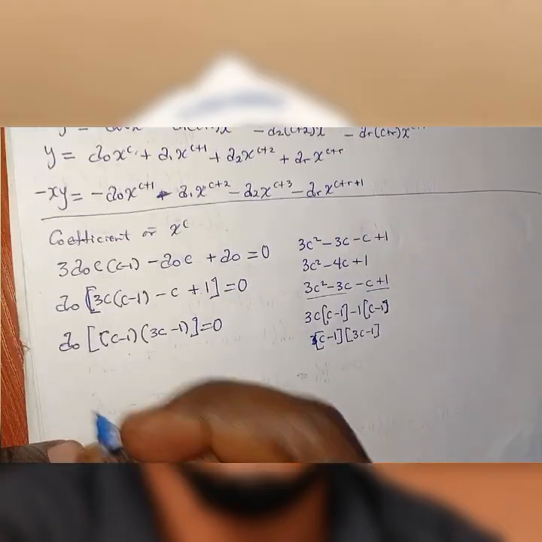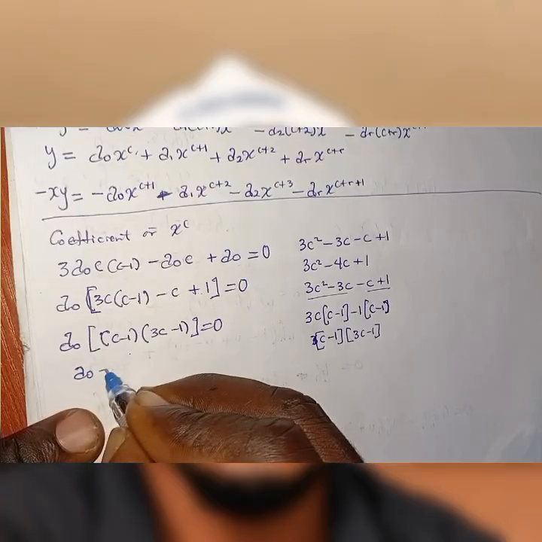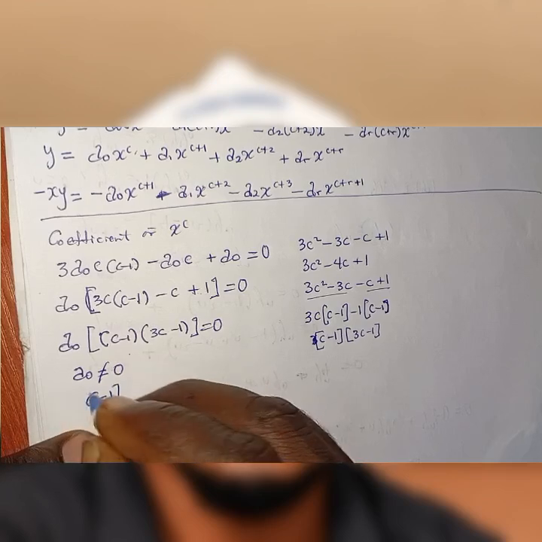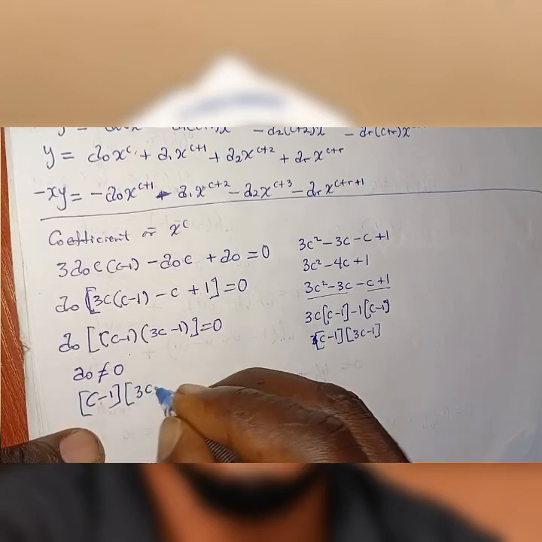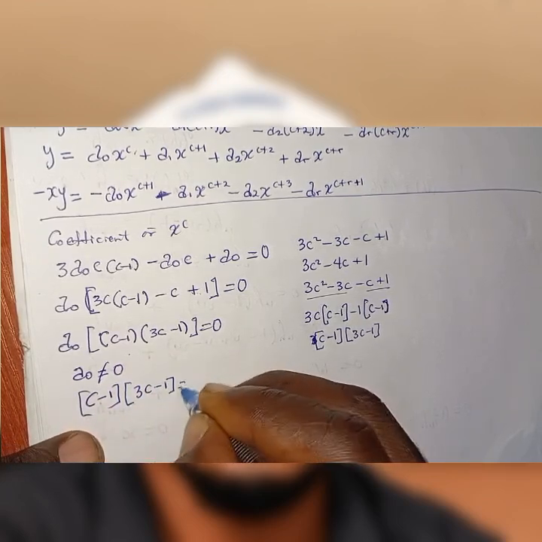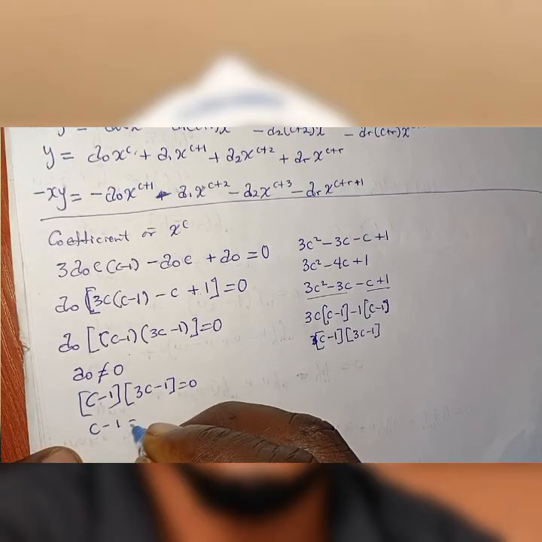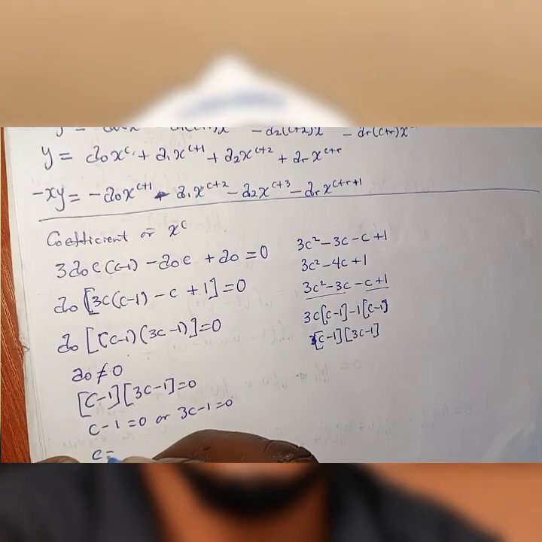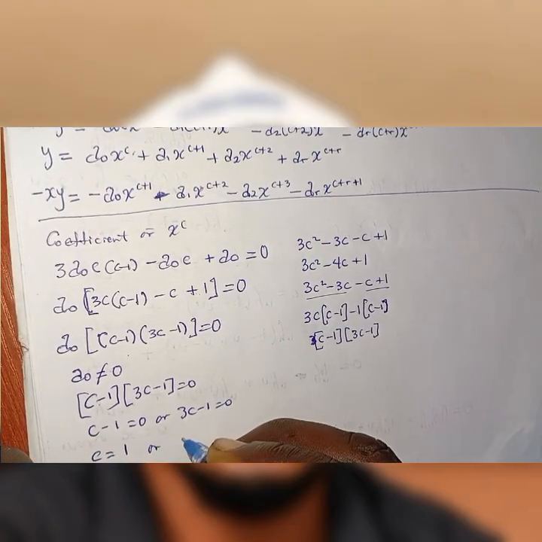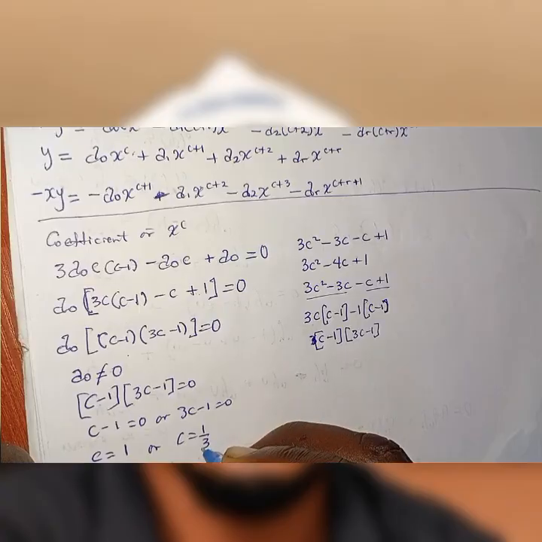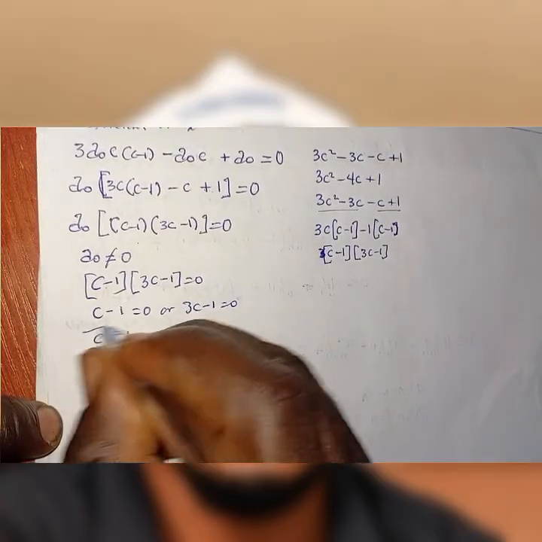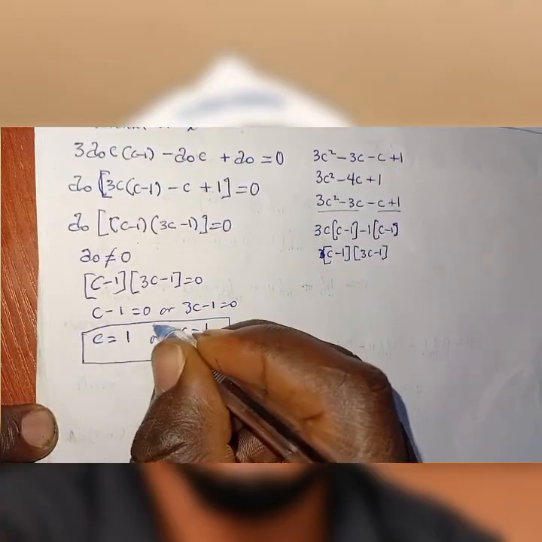So let's move on. Now, remember, a naught cannot equal to 0. So we're going to have c minus 1, 3c minus 1 equals to 0. So c minus 1 equals to 0, or 3c minus 1 equals to 0. Sum here, c equals to 1, or c equals to 1 over 3. Now, in this case, our c equals to 1 or c equals to 1/3. So we are done with this. We've obtained the value of our c.